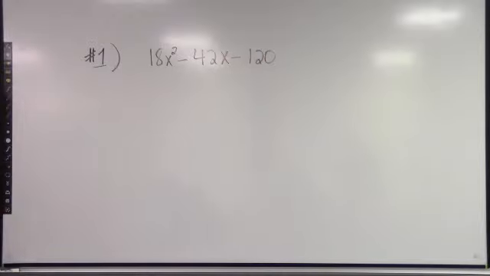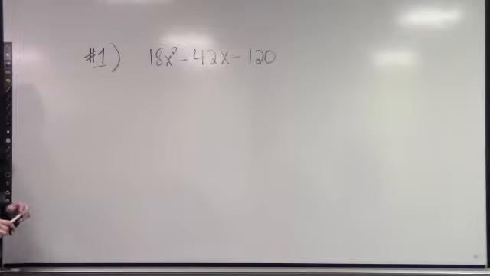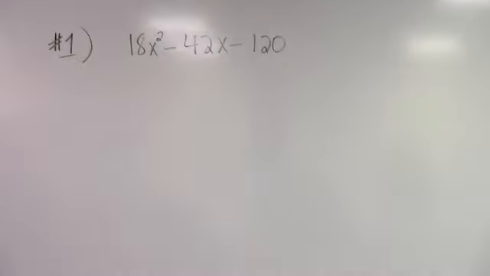Alright, so let's start off looking at this problem. We have 18x squared minus 42x minus 120, and they're asking us to factor. And that's significant, right? The directions mean something to us. So remember, the first step in factoring is to take out the greatest common factor. So what would the greatest common factor be?